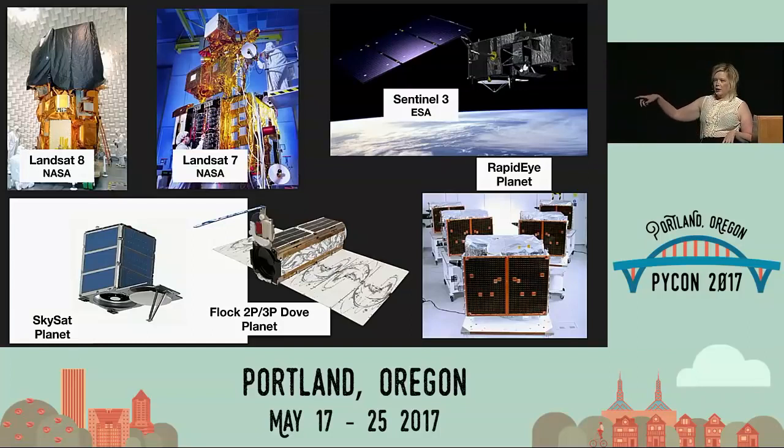We have our own flock of Doves. There's 140 something up right now. We just acquired the SkySat from Terra Bella and Google, and we also have a constellation called RapidEye. So we have a bunch of different little satellites that are commercial satellites.